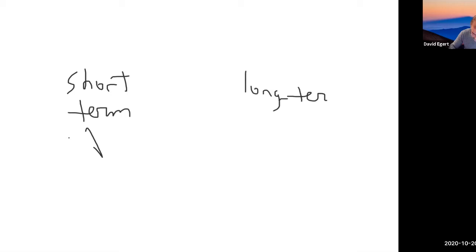All right, so short term, long term, consolidation.